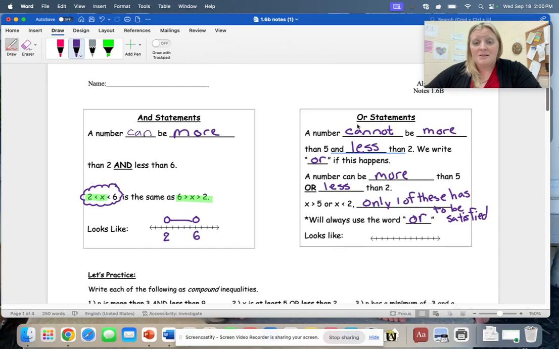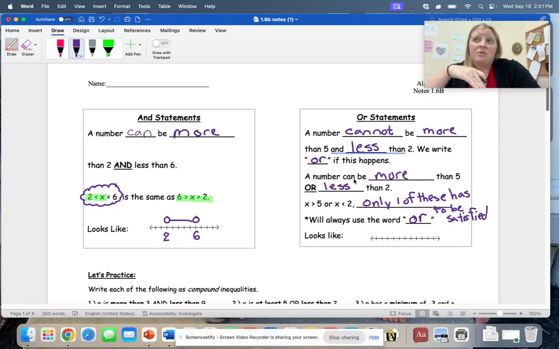All right. Our next type of statement are what we call or statements. So for example, a number cannot be more than 5 and less than 2. So if I said, give me a number that's bigger than 5, but also smaller than 2, you're not going to come up with anything because everything that's bigger than 5 is also bigger than 2. Now if we change the word and to or, now it's an answerable question. If I said, give me a number that's more than 5 or less than 2, now there's lots of answers.